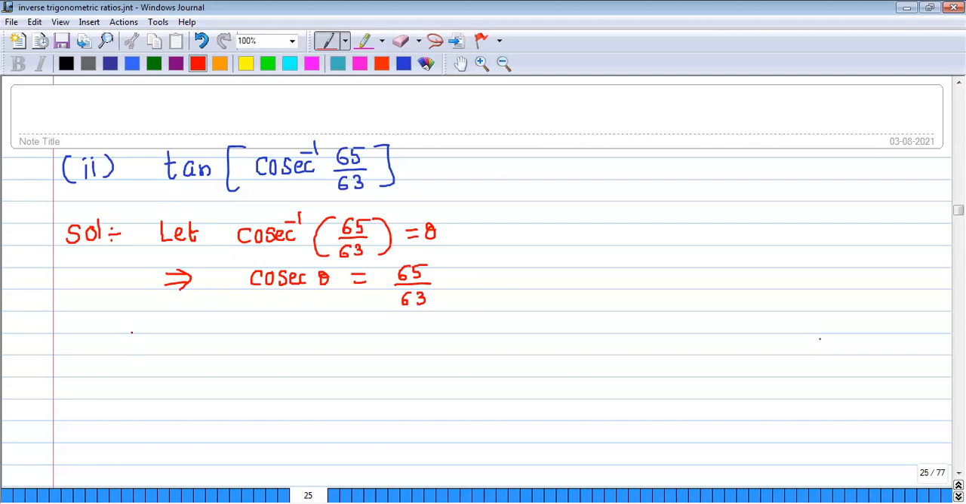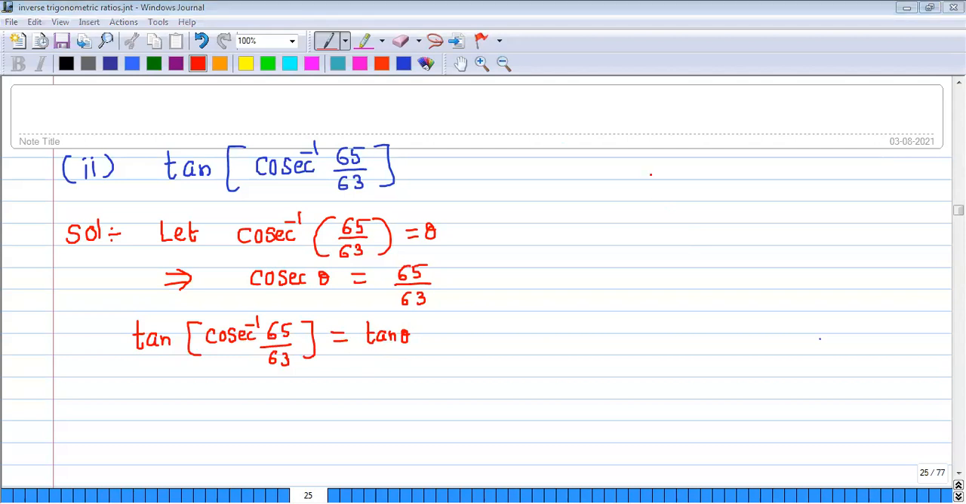So now we need to find out tan of cosecant inverse of 65 by 63. This is equal to tan theta. Am I correct? As we know cosec theta, we need to find out tan theta.